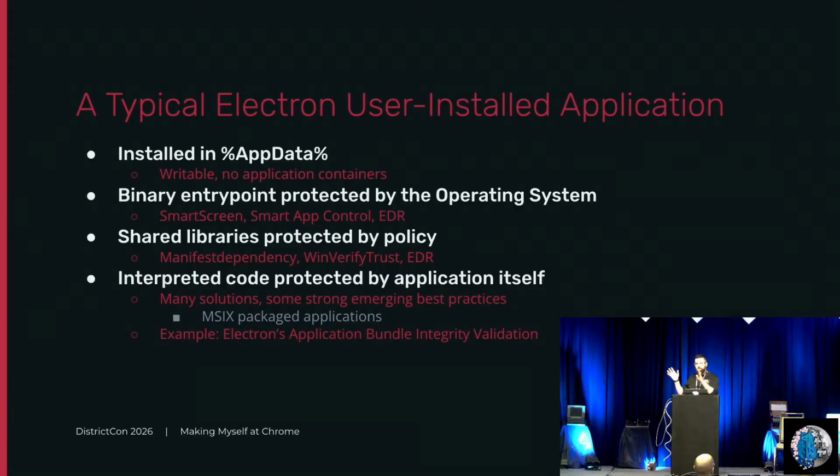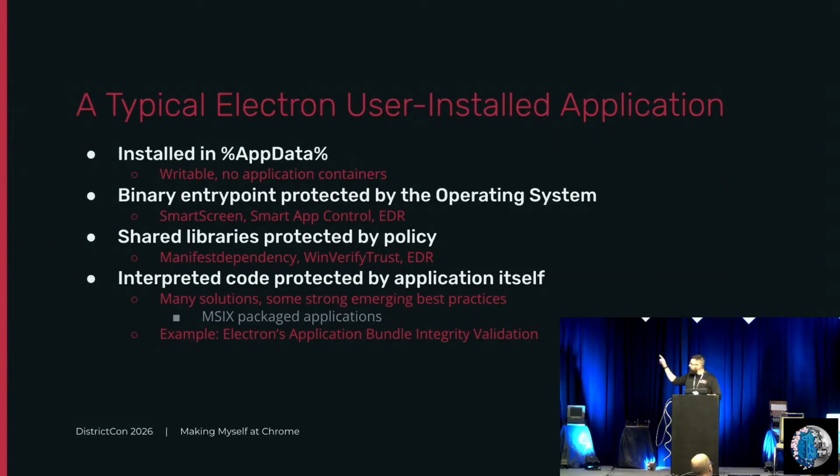So with typical user-installed Windows applications, most of you are going to be familiar with a folder called AppData. It's owned by you, and it's where programs that you install without elevation end up. This is a very common pattern with Electron. At the bare minimum, out of the box, you're going to get those basic checks on knowing the author and knowing it hasn't been tampered with on the binary level.